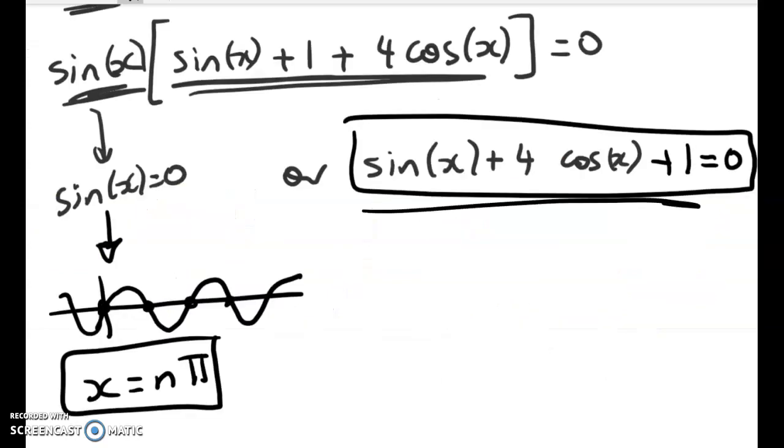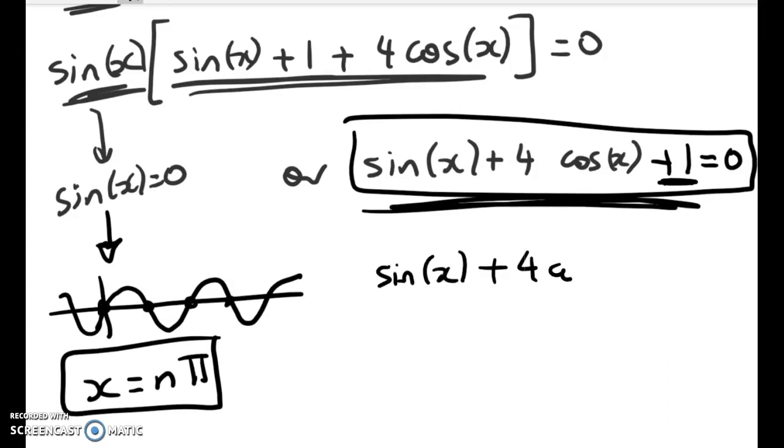Okay, what are we going to do with this? Well, one thing that we might try is not trying to factorize and have something equal to 0. Instead, we might do this. Sine of x plus 4 cos of x is equal to negative 1.